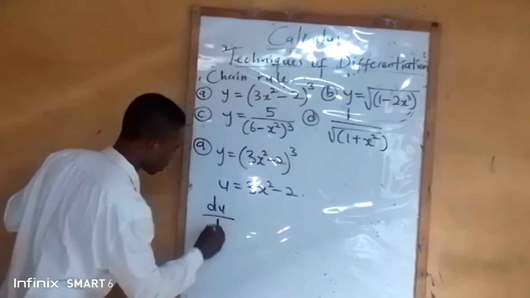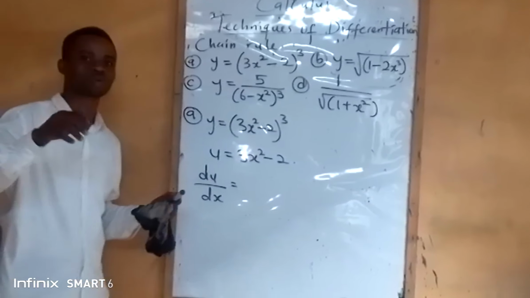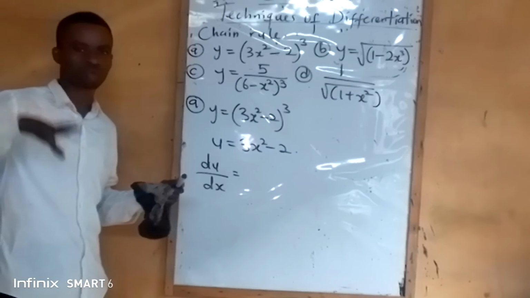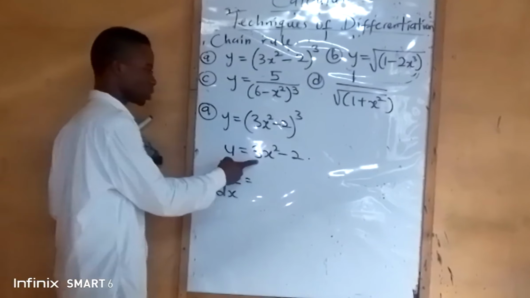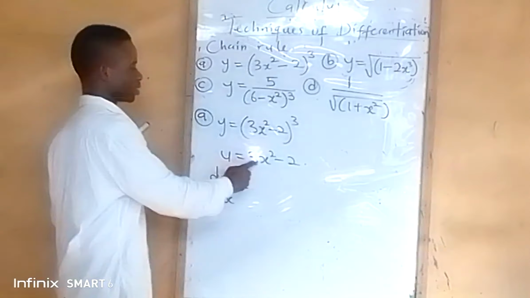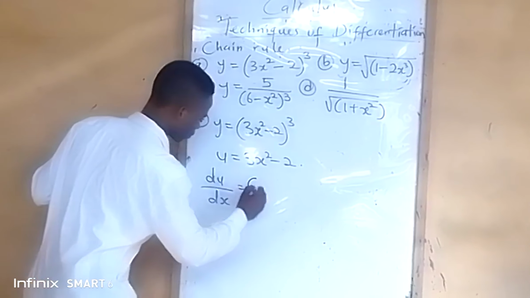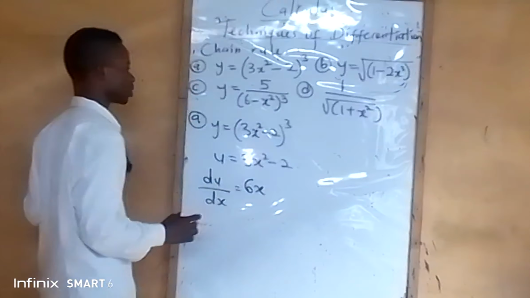du/dx. That's why I told you, if you have not watched my previous videos on how to differentiate, please go back and watch them so that you know how to differentiate. Now when we are to differentiate 3x squared, that means we use this power to multiply this. That is 6x. And the differentiation of 2 is 0. So the differentiation of this is 6x.